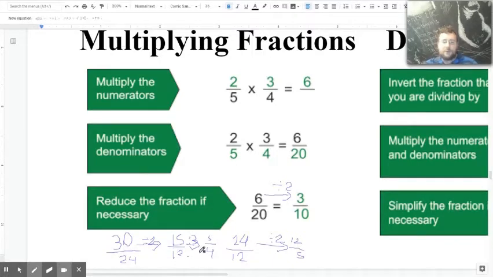So you keep reducing it until you cannot find a number, a whole number, an integer, that you can divide both the top and the bottom by, and then you're done reducing or simplifying. Notice, by the way, that in this example, if I had just divided by 6 all along, I could have gone from the start to the end in one swoop, because 30 divided by 6 is 5, and 24 divided by 6 is 4.